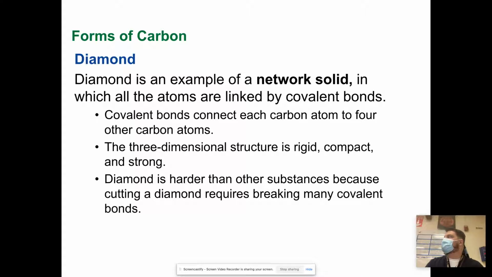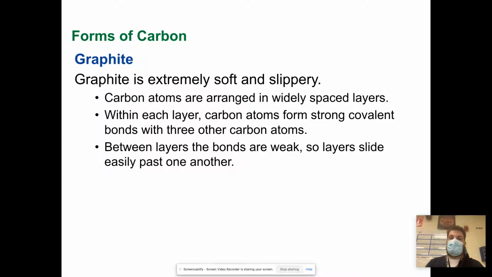Diamonds take thousands of years of pressure that forces these bonds between the carbon atoms. The fake diamonds are basically them taking carbon atoms or a carbon material and putting a lot of pressure on it. Graphite is extremely soft and slippery.